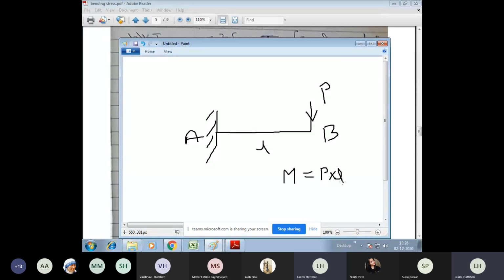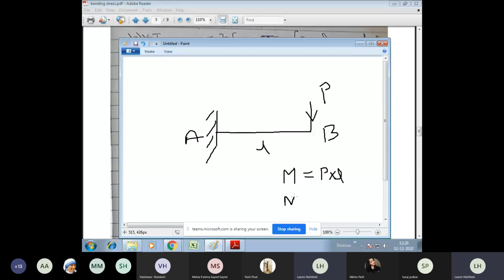Initially, it will not undergo any deformation. It will give you some resistance. So that resistance is generated at the fixed end. If this moment is now, what is this moment? Clockwise or anti-clockwise? It is a clockwise moment. So if the clockwise moment is generated here, can you tell me how the resistance should be?